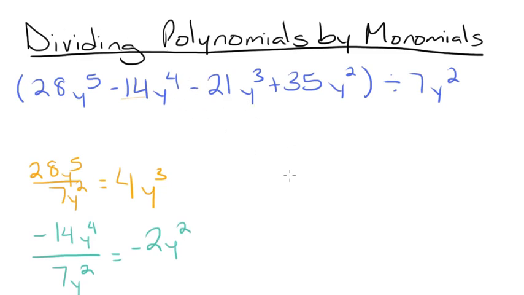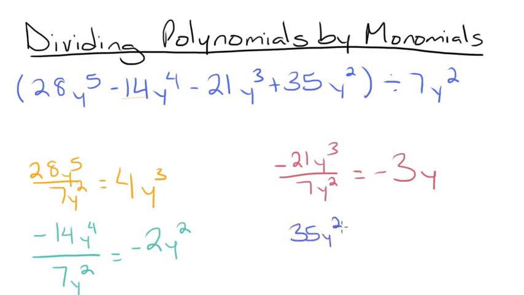Now let's move on to the next term, negative 21y cubed. Remember to grab that negative sign. So negative 21y cubed divided by 7y squared. Negative 21 divided by 7 is negative 3, and y cubed divided by y squared is y to the first power, or just y. Finally, we'll do 35y squared divided by 7y squared. 35 divided by 7 is 5, and y squared divided by y squared is 1, so this is just 5.